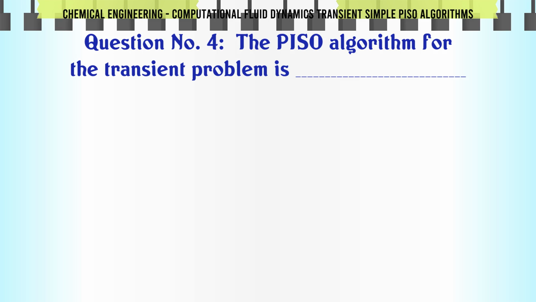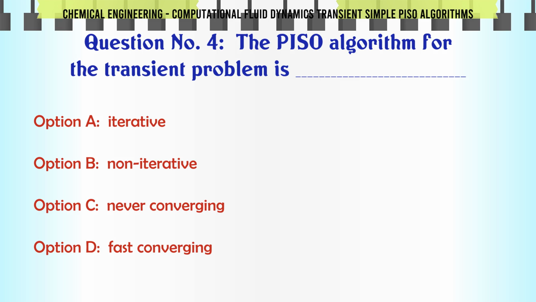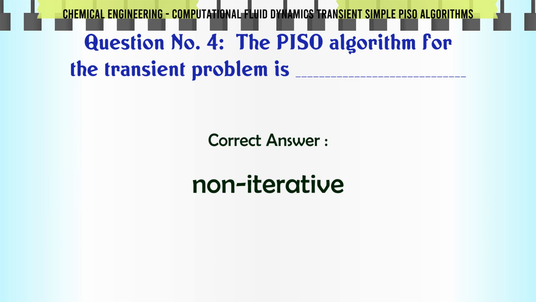The PISO algorithm for the transient problem is: A. Iterative. B. Non-iterative. C. Never converging. D. Fast converging. The correct answer is non-iterative.